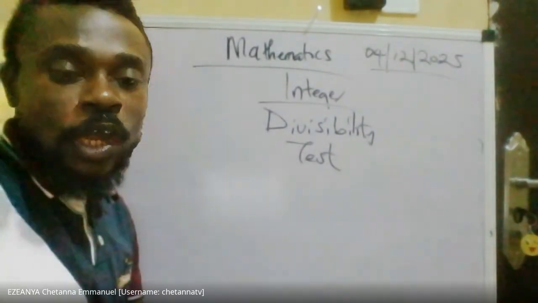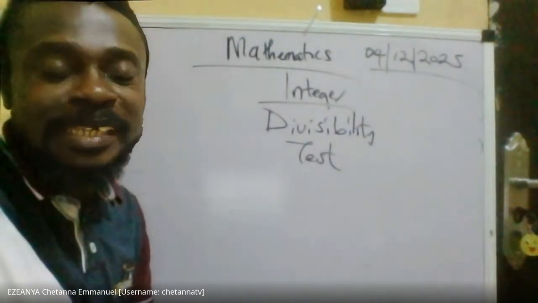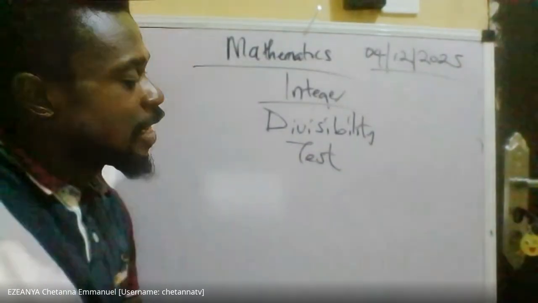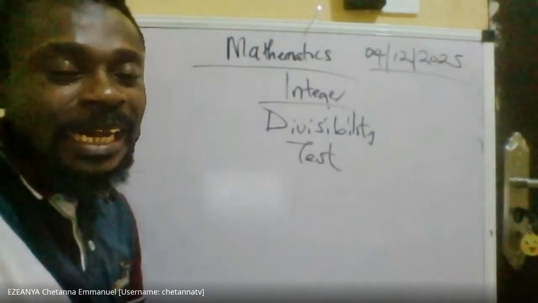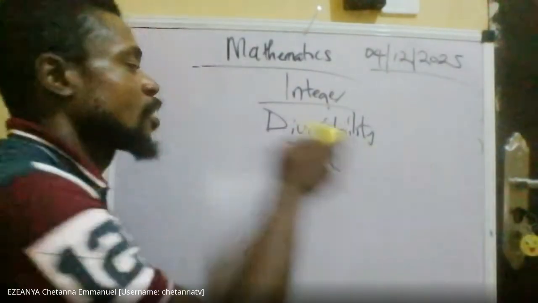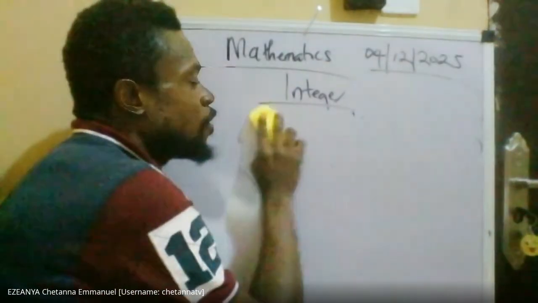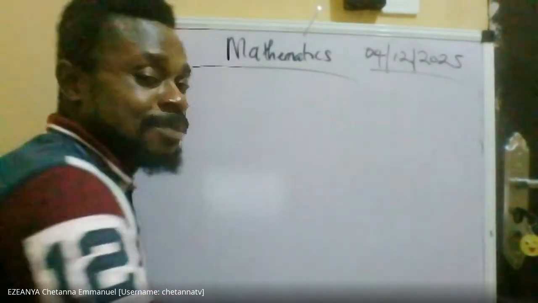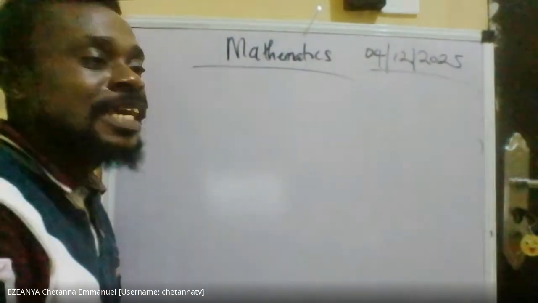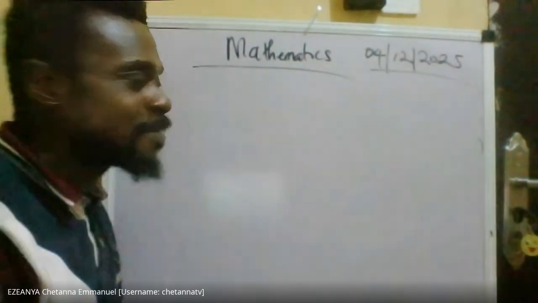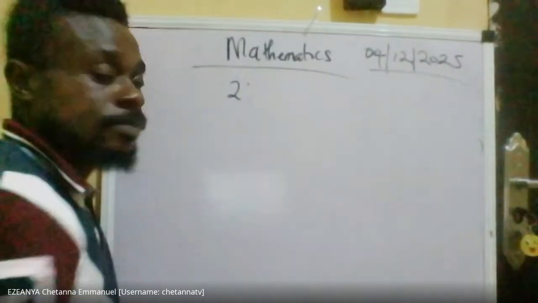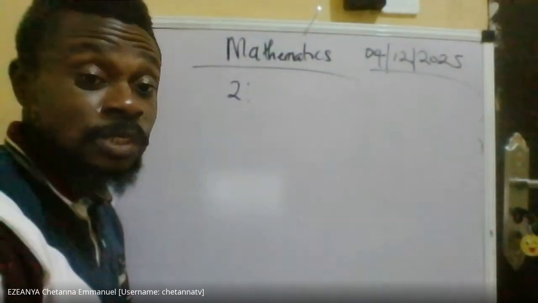Of course, anything divided by 0 is 0, so we're not going to waste our time there. And any number divided by 1 is still that same number. So let's start from 2. To determine if a number is divisible by 2, when I say divisible, I mean you can divide it without remainder. We are looking at the rules now.